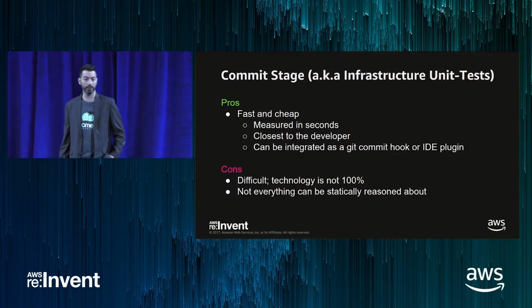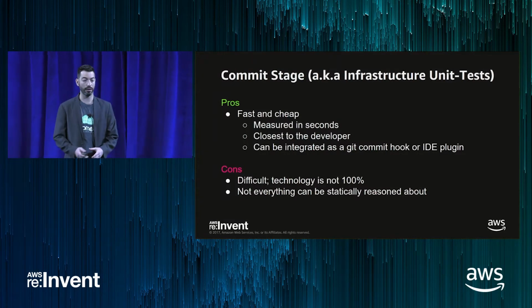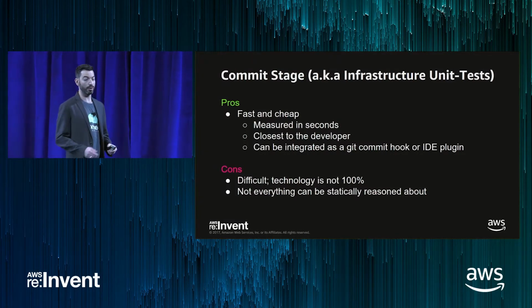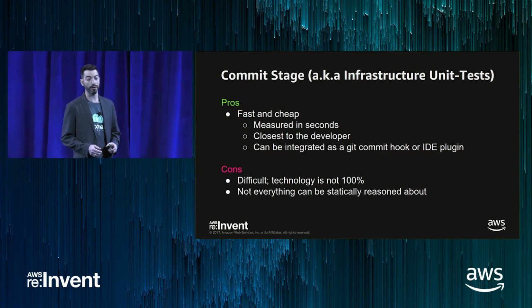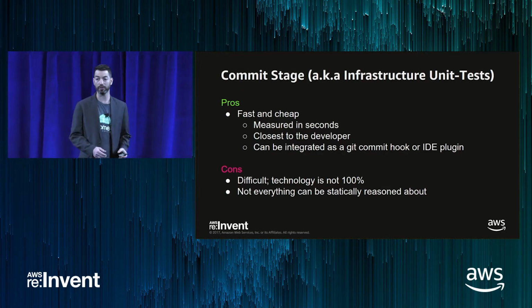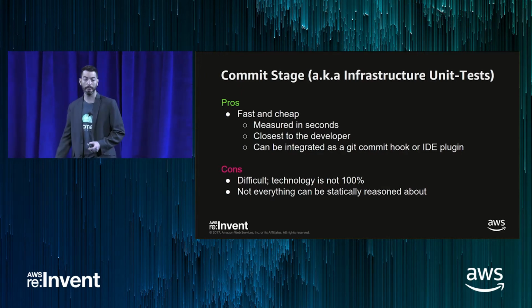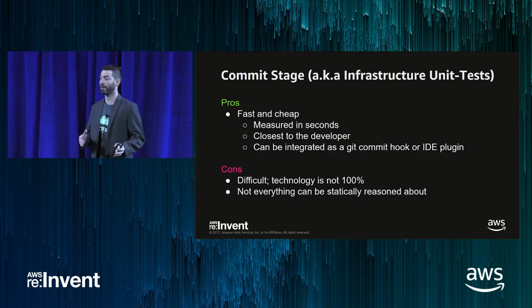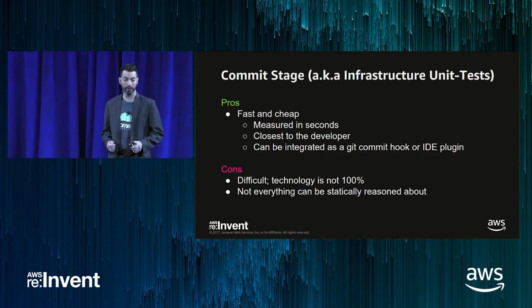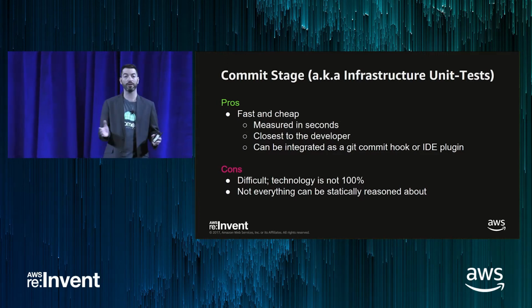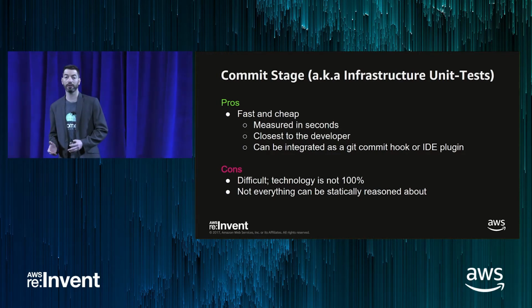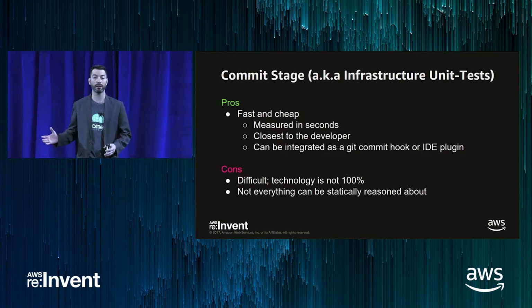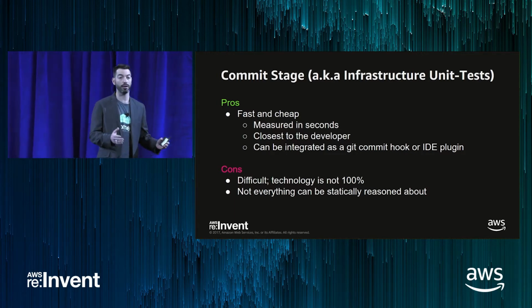So let's drill down into those different stages and some pros and cons. Doing some tests at the commit stage, infrastructure unit test, or the CFT static validation, well, from the pros perspective, this is the fastest and cheapest way to do it, right? This is something that is measured in seconds. And practically, this is the closest it can get to the developer.